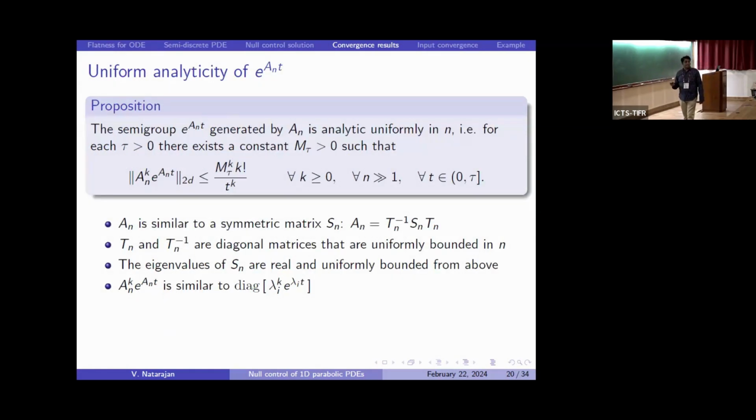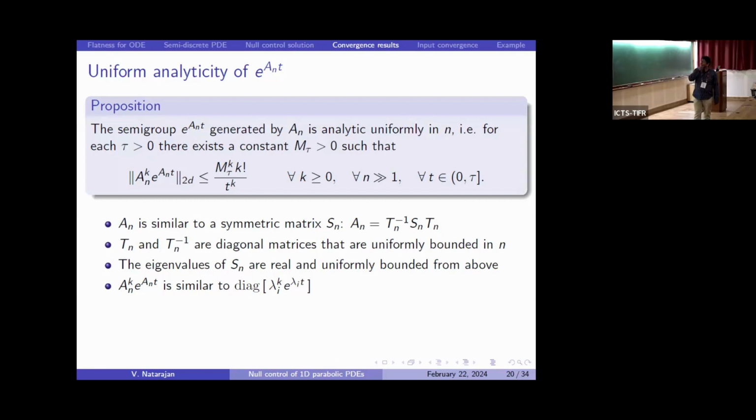The other result we need for the semi-discrete system is uniform analyticity. So we'll show that e^(A_n t), the semigroup that's generated, is analytic. Yeah, it's a matrix, but it's uniformly analytic. Meaning you can bound A_n^k e^(A_n t) as a matrix: the norm of that is less than or equal to M^k k! t^(-k). So this M is independent of n. So that's why you have a uniform analytic estimate here.